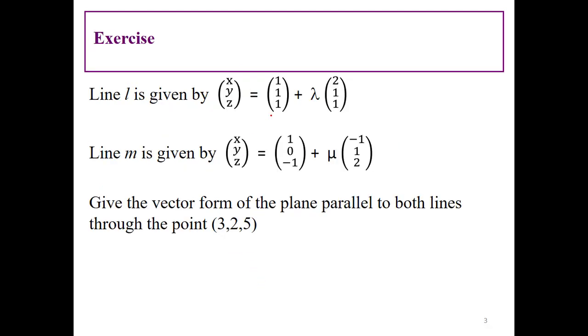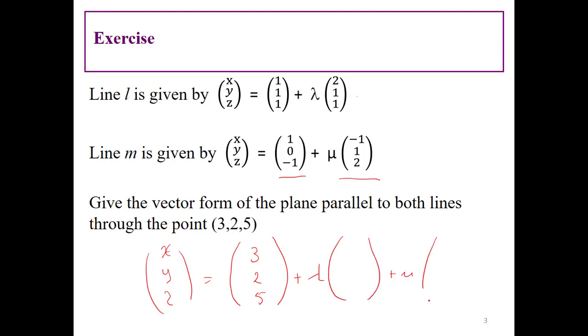Another exercise. We have a line L given with a starting point plus one direction vector, and a line M given with a starting point and a direction vector. They ask us for a vector form of a plane parallel to both lines through the point (3, 2, 5). So (x, y, z) would be, we have a point on the plane because it has to go through (3, 2, 5). And then we need to find two direction vectors to represent this plane.